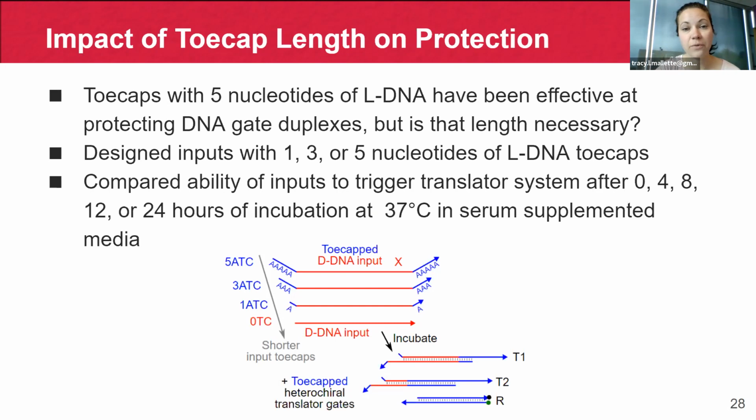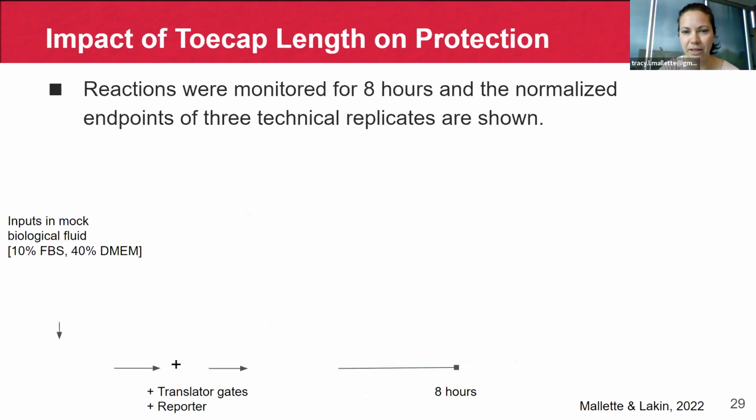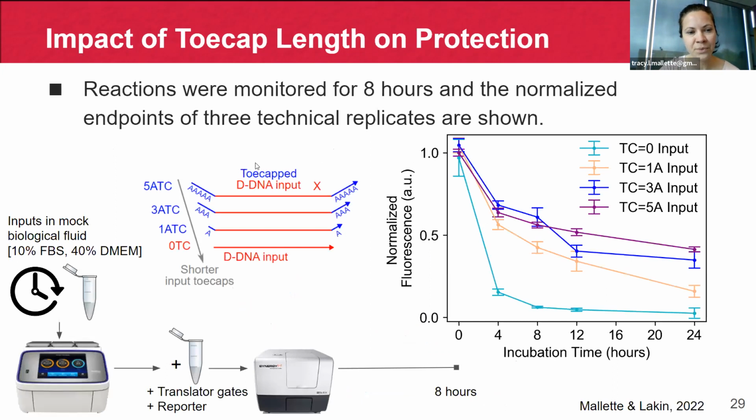So we designed 4 different inputs. We had our homochiral control, which had no protection, and then 1, 3, or 5 nucleotides of LDNA. And we compared the ability of these inputs to trigger our translator system after 0, 4, 8, 12, or 24 hours of incubation at 37C in serum-supplemented media. So all of the incubations happened first, and then it was added to our translator gates, and we monitored the reaction, and I'm showing the endpoint fluorescence of these systems.